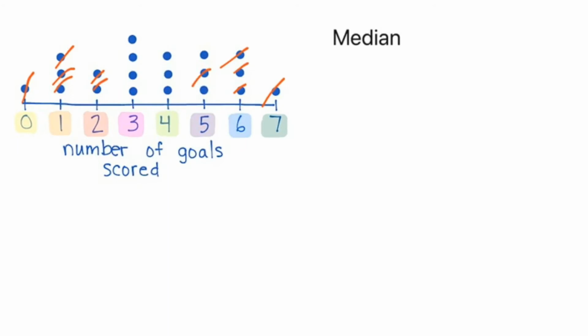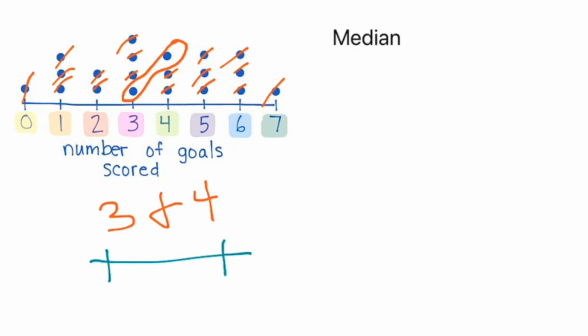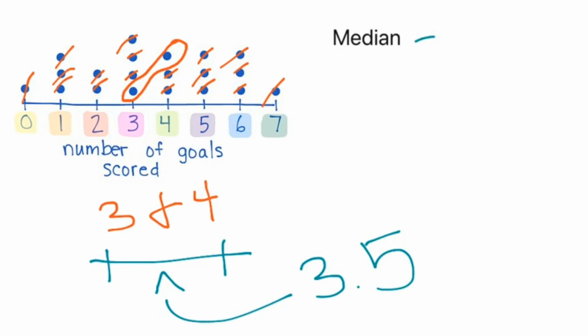Now, one thing you have to look out for is sometimes there's 2 middle numbers, just like with this one. So when you're crossing them out, you will notice the 2 in the middle are 3 and 4. So what we're looking for is, on a number line, what is between 3 and 4? And that is 3.5. So the middle number of this set of data is actually 3.5.